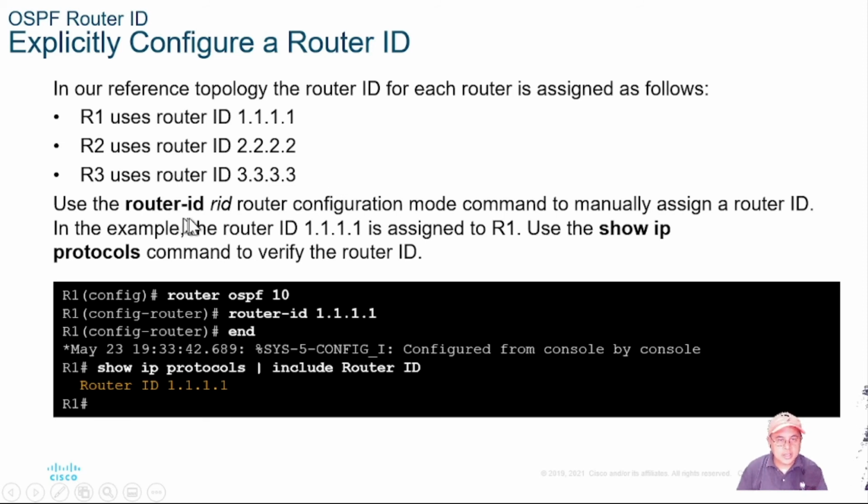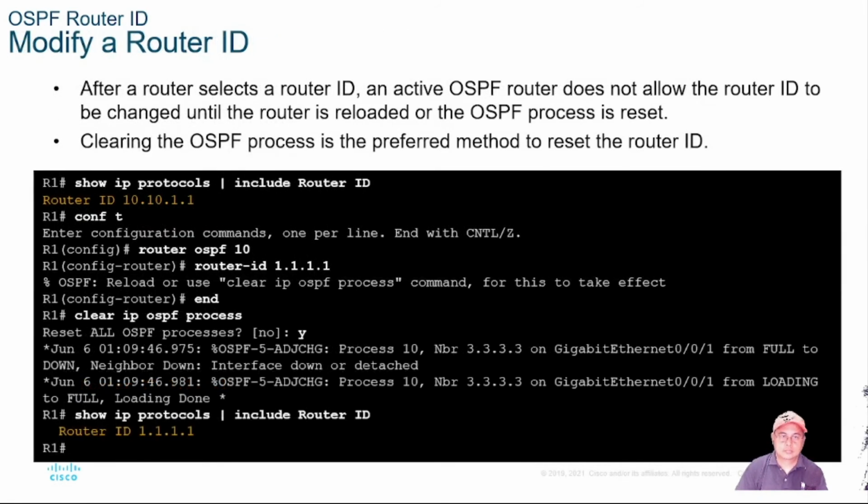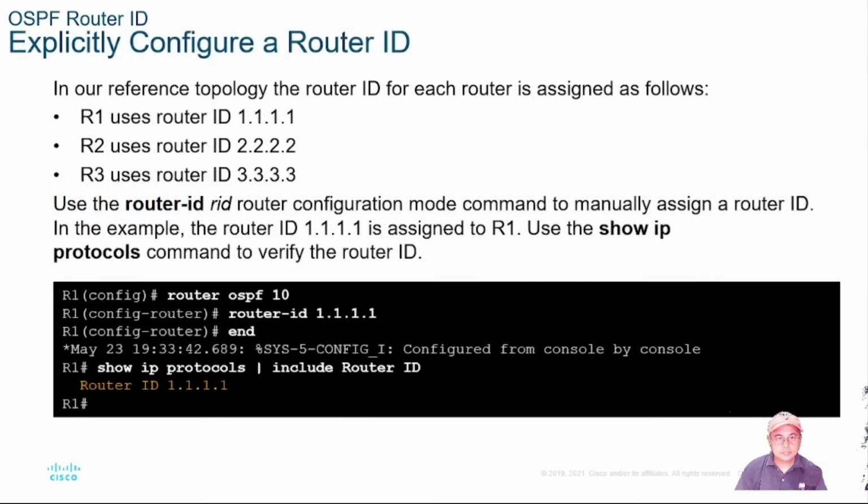So use the router ID. This is the command, router-id, and then the router ID. In configuration mode, manually assign the router ID. So this is the command: router ospf, router-id 1.1.1.1. And okay, let's move on.